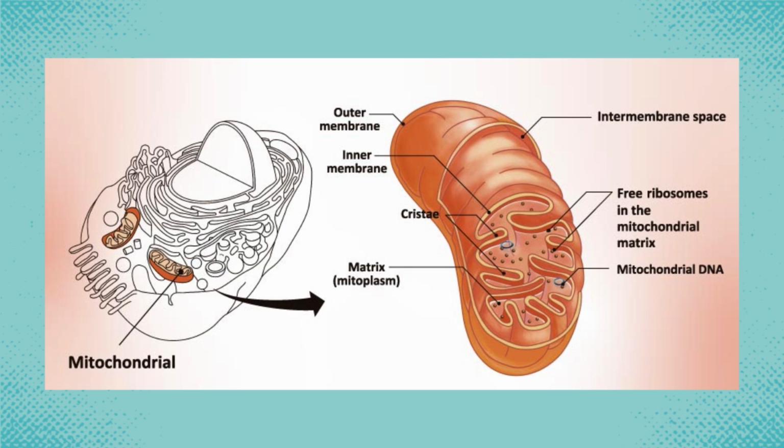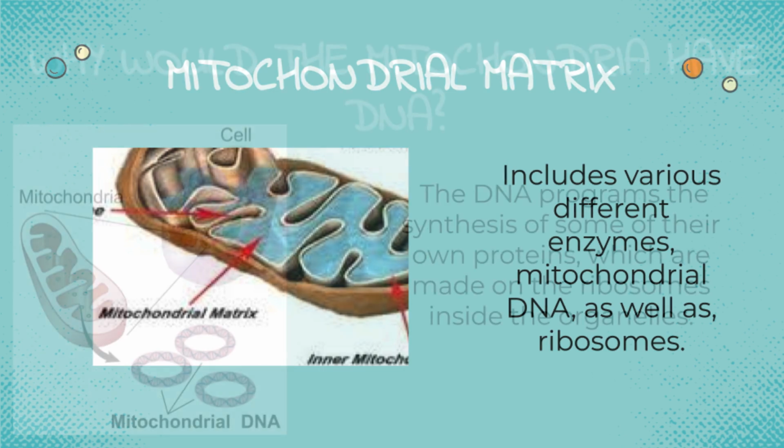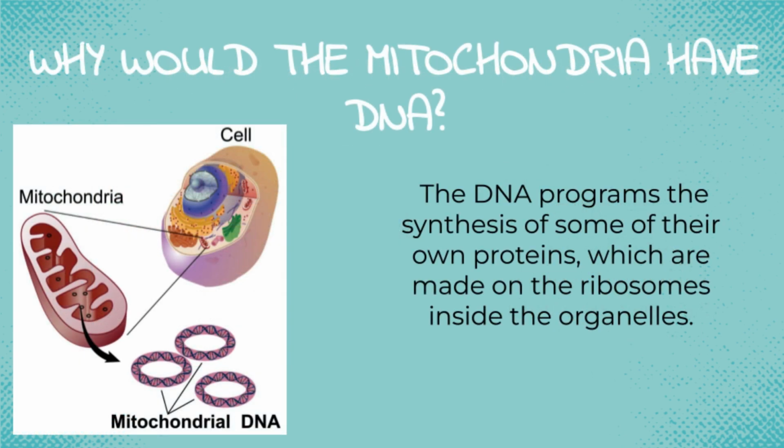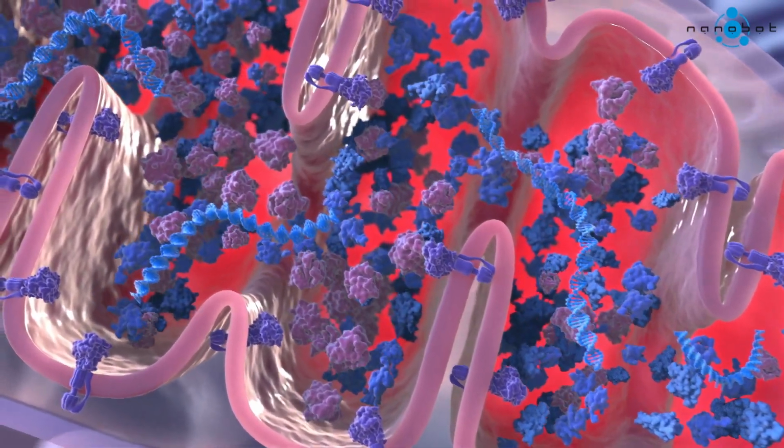The second compartment is the mitochondrial matrix, which is surrounded by the inner membrane. The mitochondrial matrix is a viscous fluid that contains various different enzymes, mitochondrial DNA, and ribosomes. Why would the mitochondria have DNA, you might ask? Well, because the DNA programs the synthesis of some of their own proteins, which are made on the ribosomes within the organelle. Having their own DNA allows them to be somewhat independent of the other organelles within the cell.